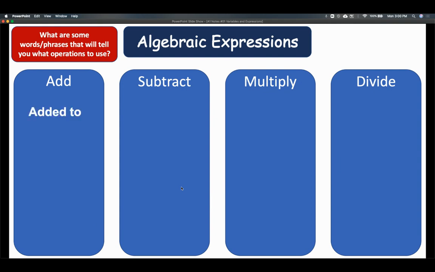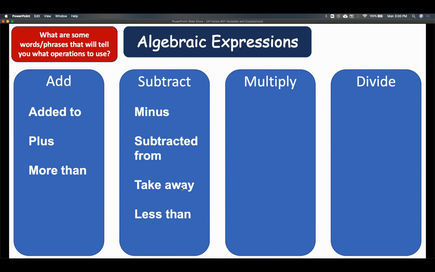So add, you'll see the phrase added to, plus, more than. Those all mean adding. Those are definitely not the only things that mean adding, but those are some of them. Subtracting, you'll see minus, subtracted from, take away, less than. There are more than that as well, but these are the main ones that you'll probably see in my class.